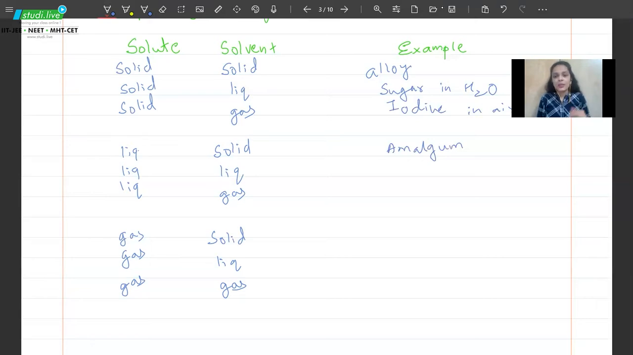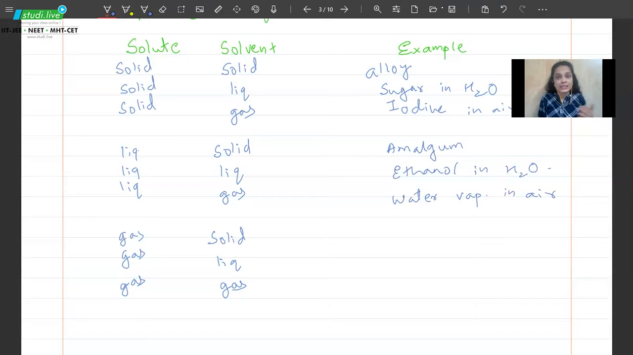Then we have liquid in liquid. We can take gasoline as an example, or the simple famous example, that is nothing but ethanol in water. Then we have liquid in gas, so a small amount of liquid present in a larger amount of gas. A very easy example I'm taking is water vapors in air.